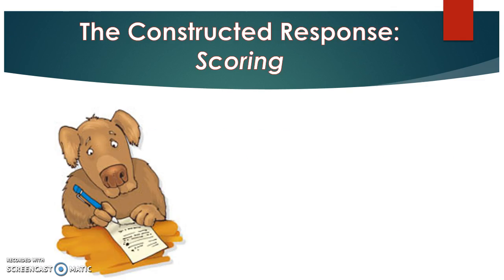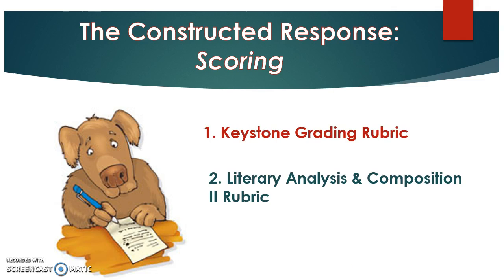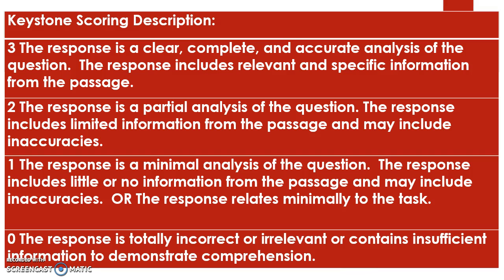The constructed response, scoring. Keystone grading rubric. Literary analysis and composition 2 rubric. The Keystone scoring description. So your Keystone constructed response questions are going to be scored either with a 0, a 1, a 2, or a 3. 0 is the lowest score that you can receive, and a 3 is the highest. So you want to get a 3.